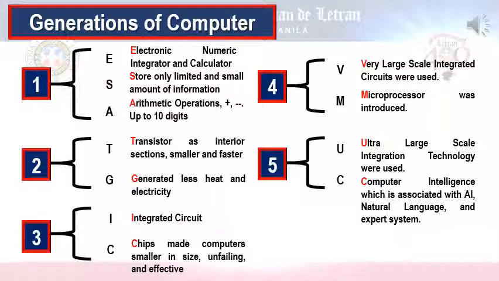The fourth generation computer uses very large scale integrated circuits, with which the microprocessor was introduced. This can be used and applied for pocket calculators, television sets, automotive devices, and audio and video appliances. And lastly, the fifth generation computer uses ultra large scale integration technology, which is associated with artificial intelligence, natural language, and expert systems.